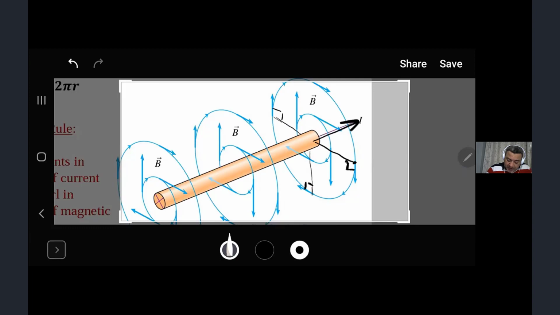Now the common thing about the circle is all of them are at the same distance. So all of them are at radius r.